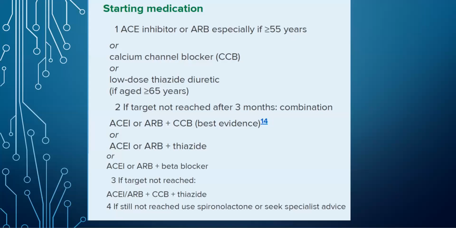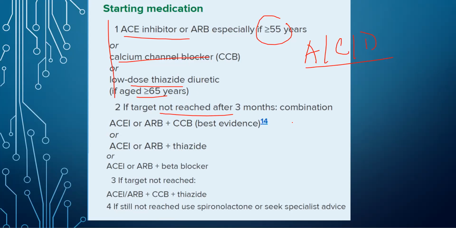So what is the best method of treating this patient? You can start with any of these medications as a first line. You can start an ACE inhibitor or ARB, especially if the patient is more than 55. Calcium channel blocker, if the patient is more than 65. Or you can start with a low dose thiazide diuretic. So any of these, A, C, or D, is your first line medication. If target is not reached after 3 months, then a combination of 2 or 3 drugs can be done. You can either combine ACE inhibitor with calcium channel blocker, ACE inhibitor with thiazide, or very rarely ACE inhibitor with beta blocker. And the last option is to go for 3 drugs: ACE inhibitor, calcium channel blocker, and thiazide. Okay?